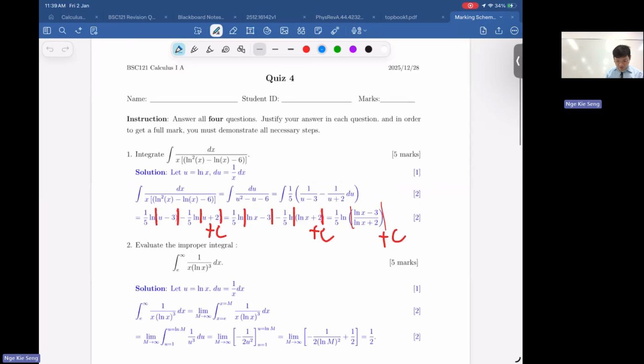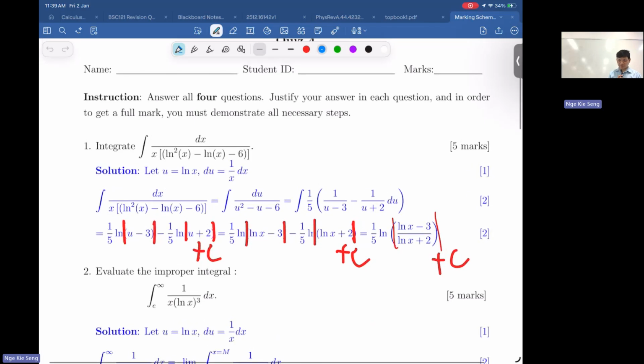For the first question, I think you all know very well that you want to do substitution on ln x, because you know that the derivative of ln x is 1 over x, so the 1 over x is there. After that, the bottom part is a quadratic, but you realize that you can factorize it. After you factorize it, you should use partial fractions to solve it.